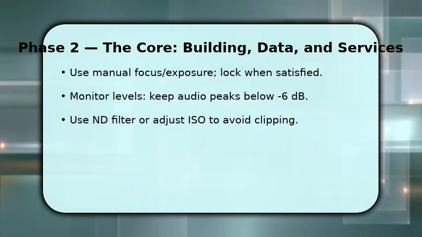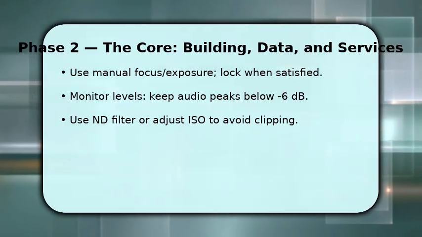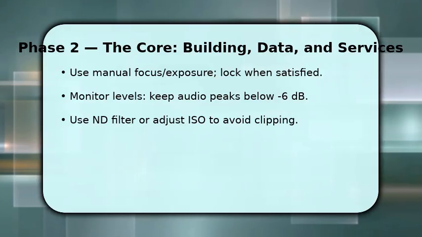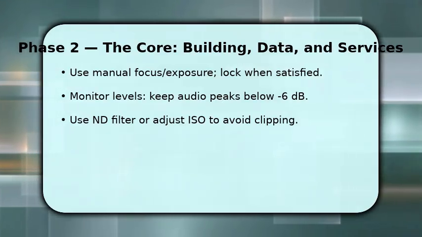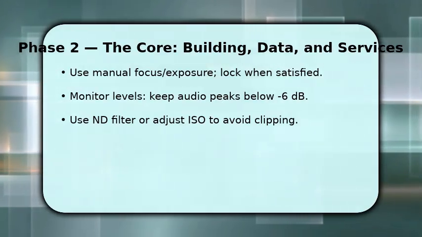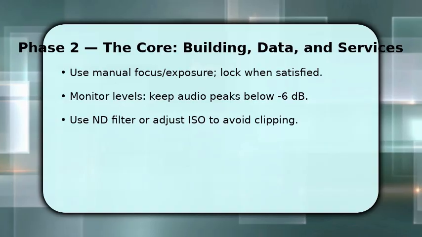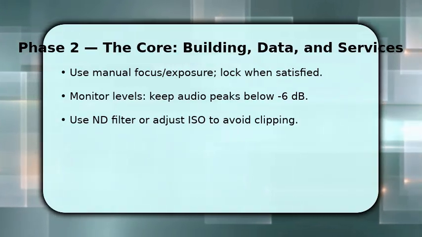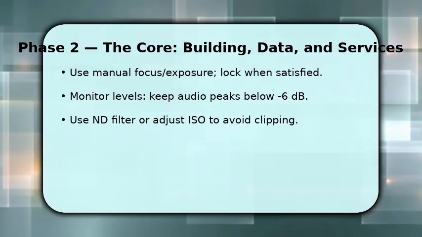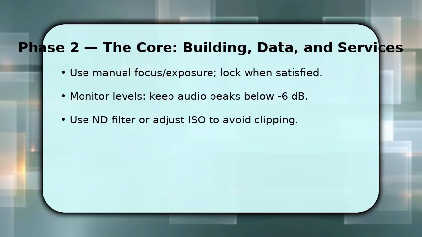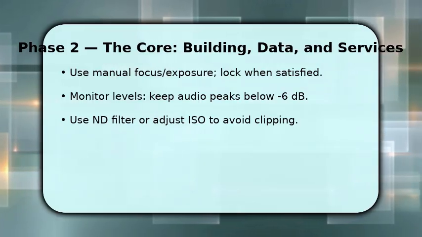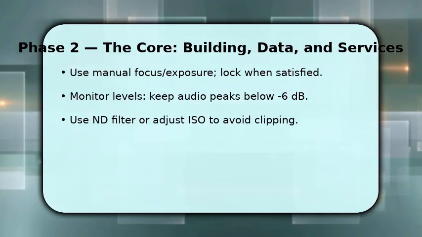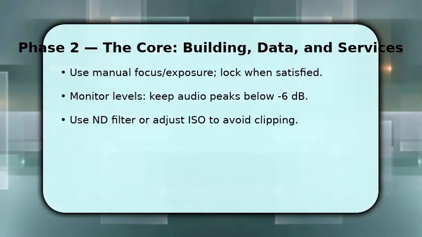Once recording starts, control is everything. You can switch to manual focus and exposure, adjust until the subject looks natural, then lock those settings to prevent shifts. Monitor audio meters continuously. Make sure peaks stay below -6 dB to avoid distortion. If highlights clip, reduce ISO or enable an ND filter if available. Also use on-screen guides or a histogram to maintain good composition and stable exposure. These adjustments keep your footage clean and usable for editing.